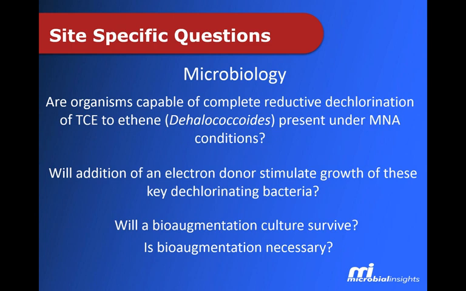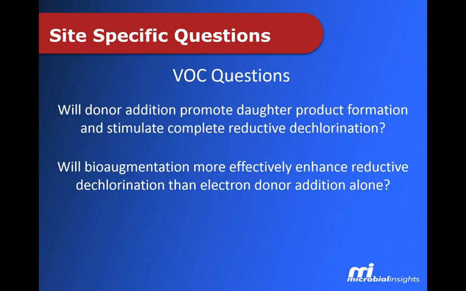So the questions to be answered here in terms of the microbiology are, number one, we'd like to know, are the organisms capable of complete reductive dechlorination of TCE to ethene, in other words, Dehalococcoides? Are they present under M&A conditions? Further questions, will the addition of electron donors stimulate the growth of these organisms? Of course, if they're not there, electron donors has nothing to stimulate. Will a bioaugmentation culture survive? And the big question, of course, is then if it survives, is bioaugmentation necessary at this particular site?